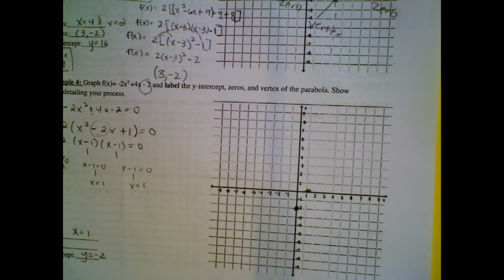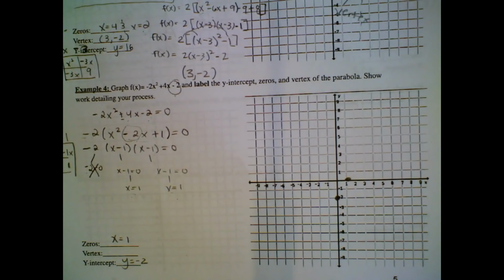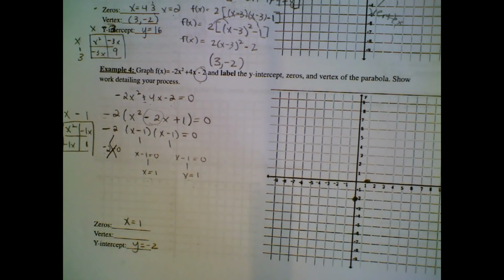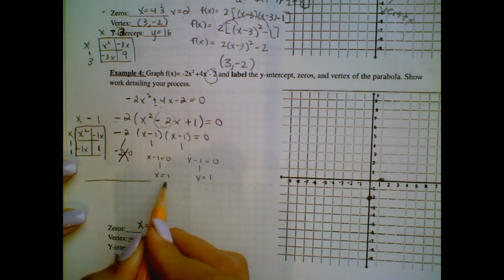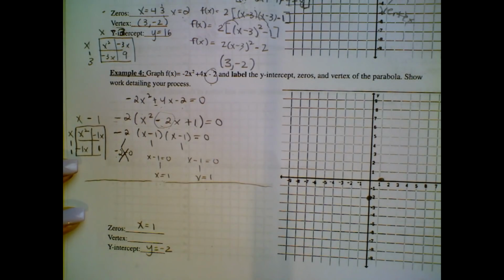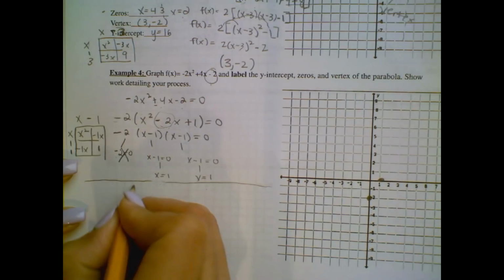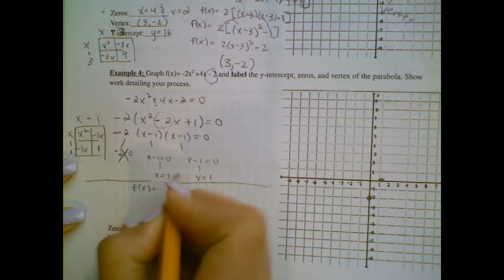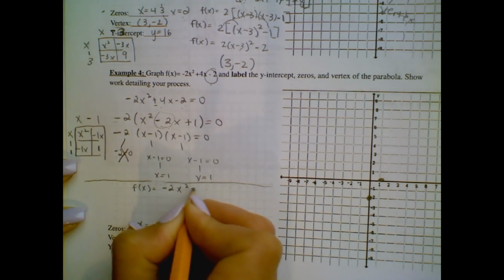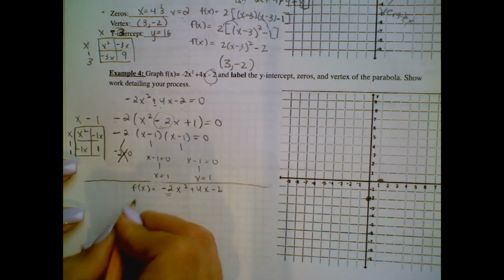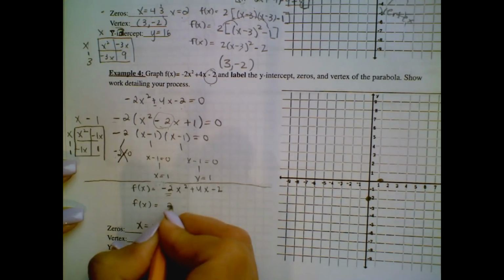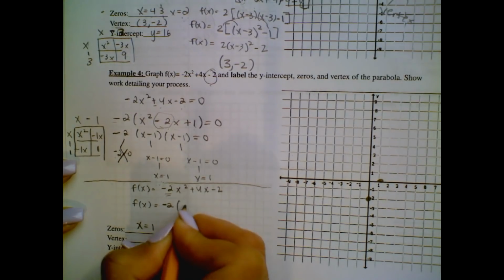Alright, now our next step is to find the vertex of this function. So remember the steps to finding a vertex. And let's go ahead and do this down here with more space. So step 1 to putting a quadratic function into vertex form is to factor out the first term. The first term is negative 2. So I'm going to factor out that negative 2.